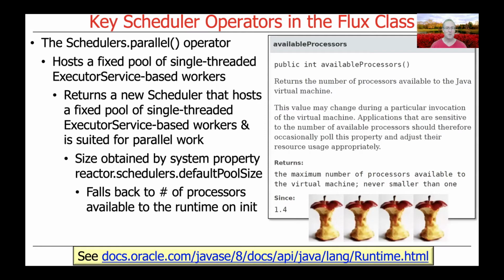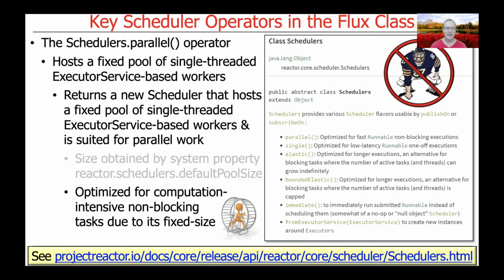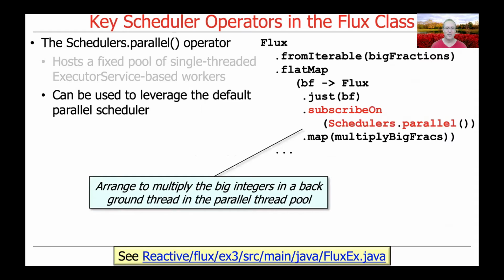By default, it falls back to the number of processors, or more specifically, processor cores, that are available to the Java runtime during the initialization process. And this is what's available from the Runtime availableProcessors method that returns the number of cores. This particular thread pool is optimized for computationally intensive, non-blocking tasks due to the fact that it's fixed size and can't grow or shrink to handle blocking I/O. We'll talk about other schedulers that can be used for blocking I/O later.